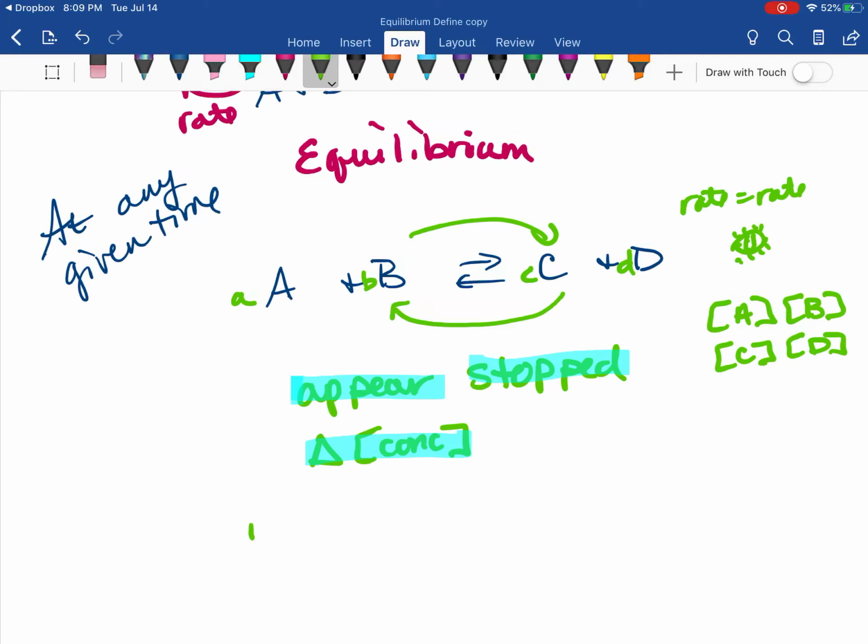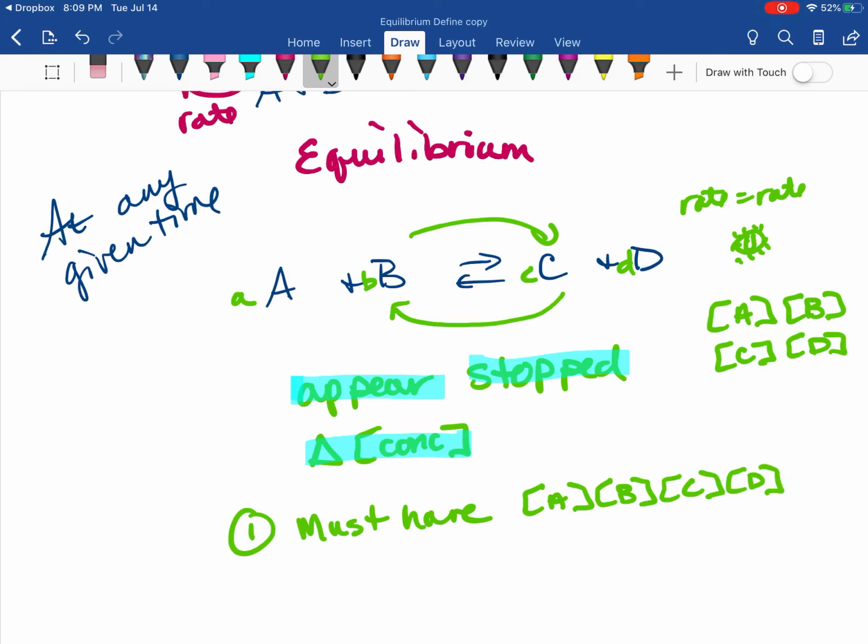But equilibrium is very important. We've got a set of rules for our equilibrium. The first one is that you must have all species present. So literally you have some of A, B, C, and D. This is not to be confused with a reaction that goes completely from reactants to products. That is not at equilibrium. Equilibrium is a reaction that gets stuck in the middle somewhere. Okay, so we must have all of those, they're all there.